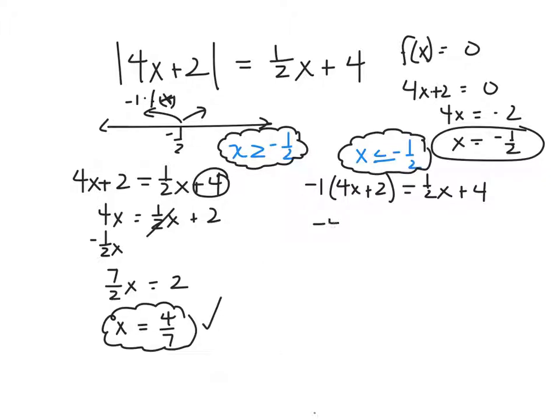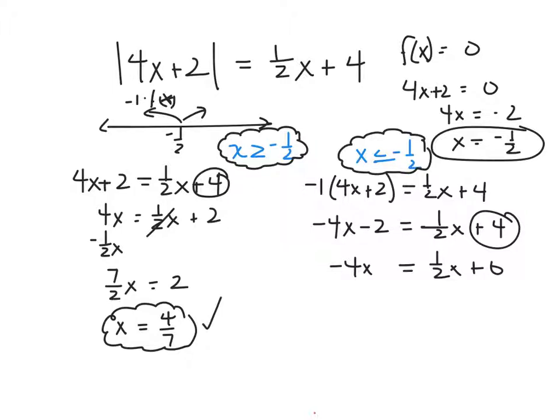So you get -4x minus 2 equals positive 1/2 x plus 4. So what I'm going to do is add 2 to both sides. I get -4x equals 1/2 x. Adding 2 to 4, I get plus 6. All right, next thing I'm going to do is subtract 1/2.